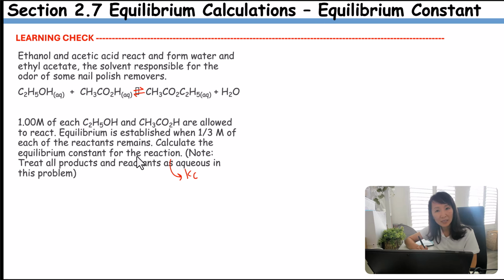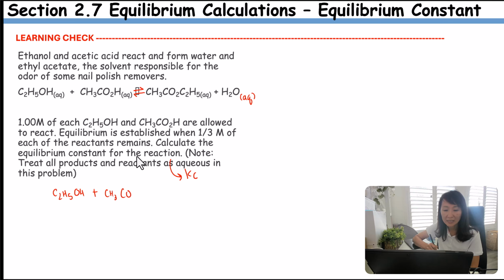And the reason why they do this is because usually water is represented as could be gas or solid or liquid, a lot of times liquid. So we're going to just pretend that this is part of the aqueous equation. So let's go ahead and rewrite this particular equation down so that I can set up my ICE table.